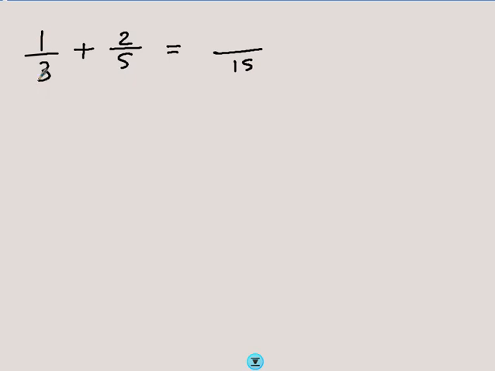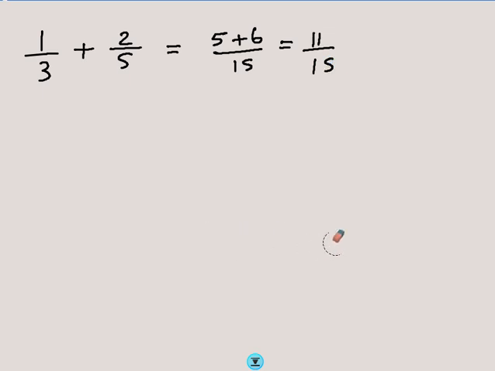You might ask yourself the question in a different way. 15 divided by 3 is 5, times 1 is your 5. 15 divided by 5 is 3, times 2 is 6. And this gives you 11 over 15.